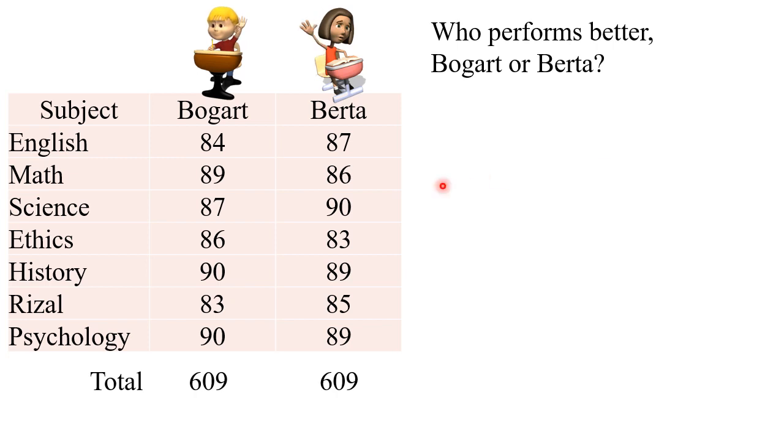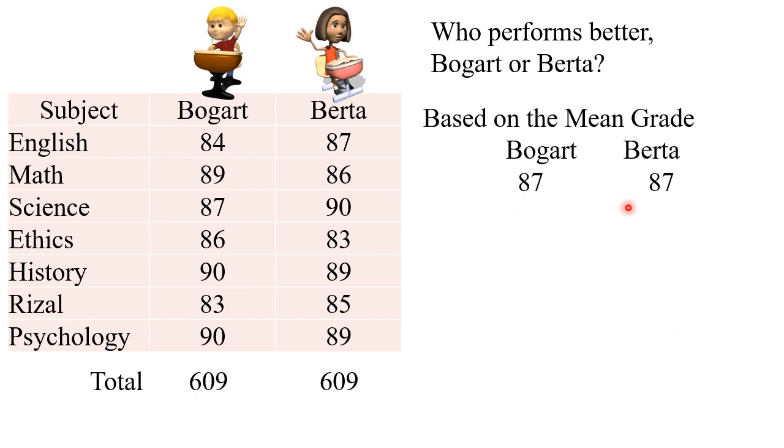So say for example, class, if we have here the grades of Bogart and Berta, if you're going to look at the grades of the different subjects, there are 7 subjects, and you see that there are really differences in their grades. And if you're going to add the total grades of these two students, it so happens class that they are equal. So if you're going to take the mean grade for these two students, Bogart and Berta, by dividing 609 by 7, because there are 7 subjects, then it will give us a result of 87.